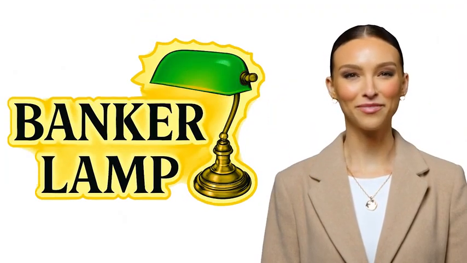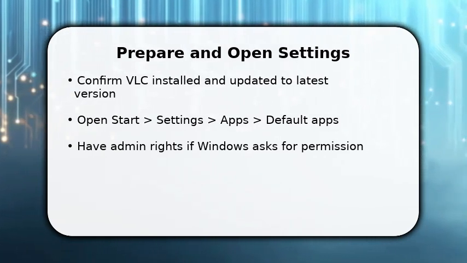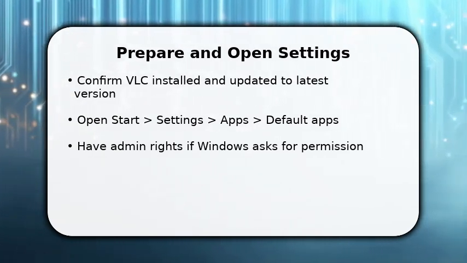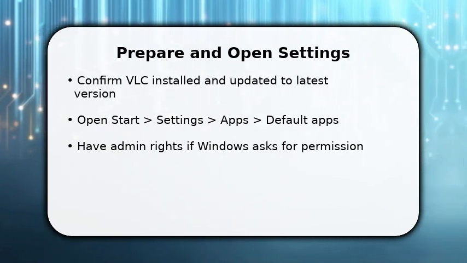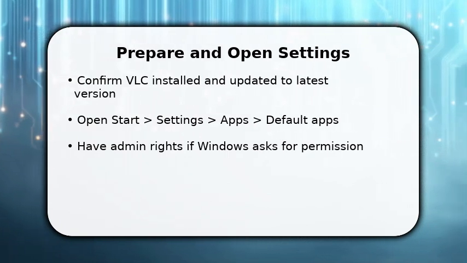Please enjoy the video. You start by confirming VLC is installed and up to date. This ensures file associations work correctly. Once done, open Start, choose Settings, then Apps, and click Default Apps so you're in the right control panel.